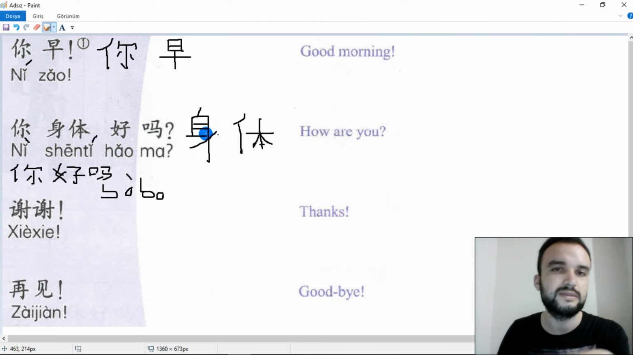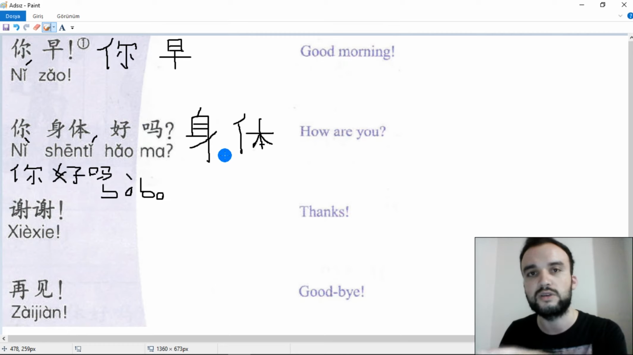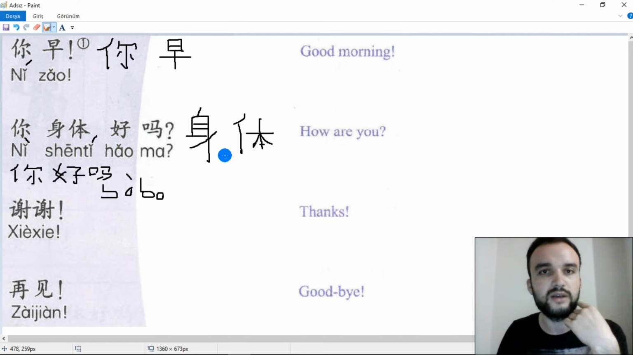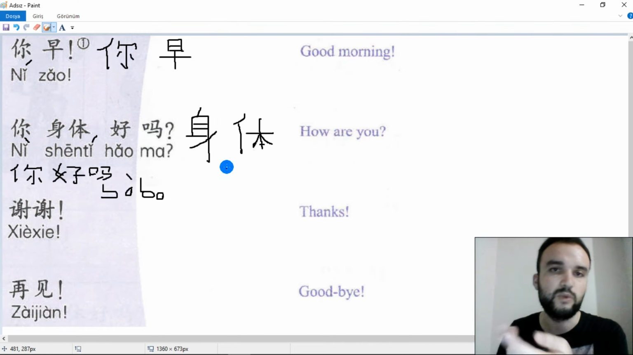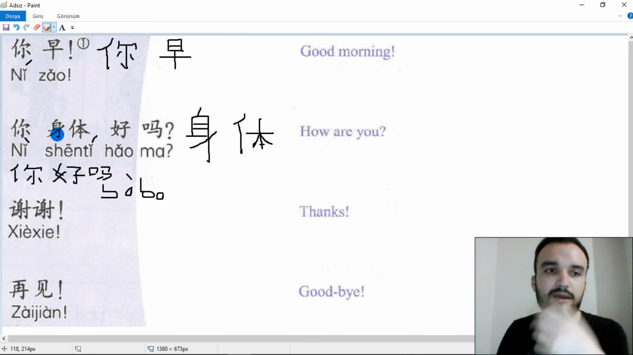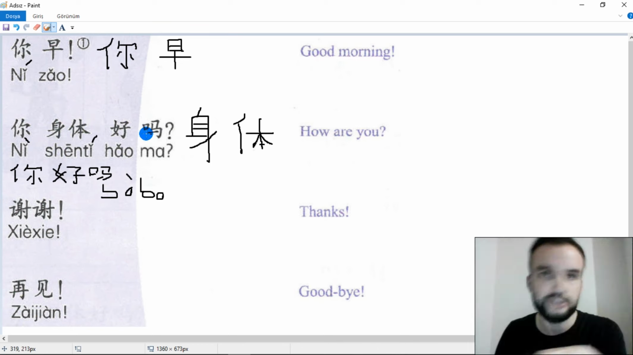Just in these situations you can use this structure. For example, when you are walking on the road and you see a Chinese guy, just don't ask like that. Don't say that. It's weird. Just when there is an unhealthy person in the situation, you can use this one.